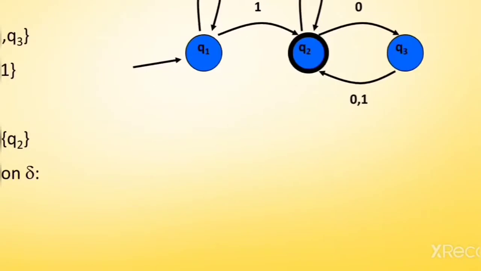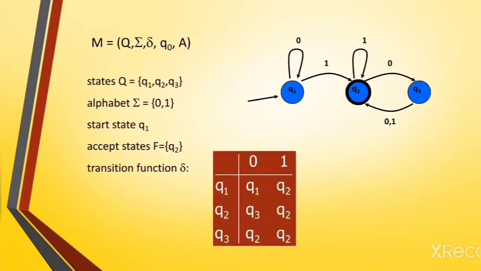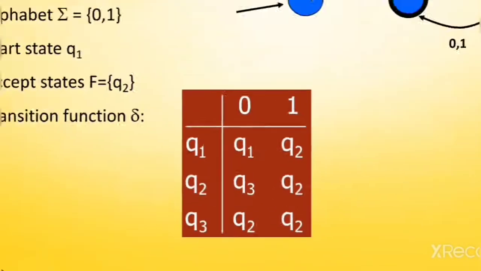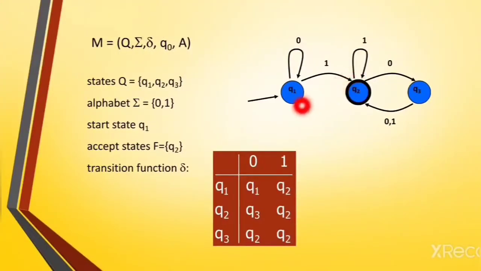Here is the transition table. For the starting state Q1, if we give the input alphabet 0, it will remain in the same state. And if we give the input alphabet 1, it will go to the next state, that is the Q2 state. And for Q2, if I give the input alphabet 0, it will go to the next state, that is Q3. And if I give the input alphabet 1 for Q2, it will remain in the same state.